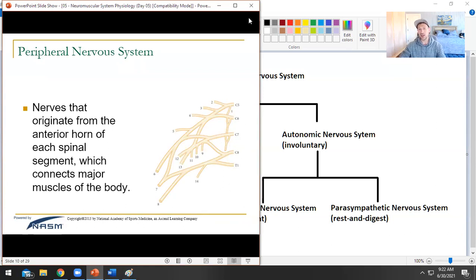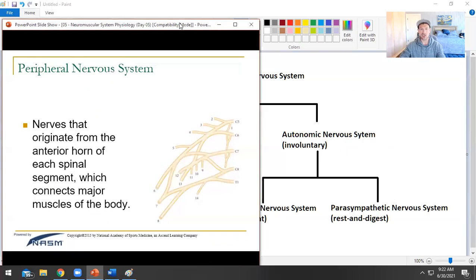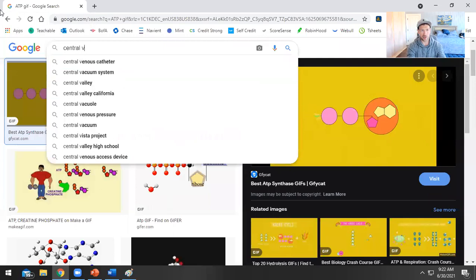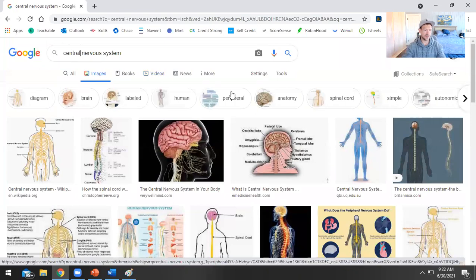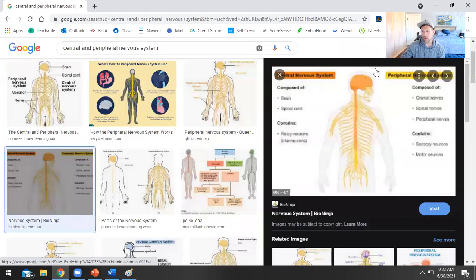But you can see these little numbers right here? It says C5, C6, C7, C8, and then T1. Those are actually your spinal vertebrae. So let's do central and peripheral nervous systems. If you take a look at this picture right here, you can see your brain and your spinal cord is your central system that is responsible for decisions. And then all of the nerves that branch out from there are what are actually carrying out the tasks determined by your central system.